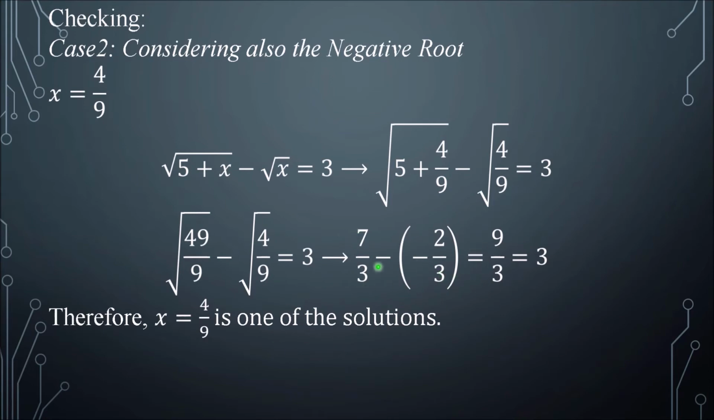So 7 minus negative 2 is 9. 3 is 3. So 9 divided by 3 is 3. So x is equal to 4 over 9 is one of the solutions if the negative root is considered. But of course, normally, usually, and most of the time, only the principal root is considered.